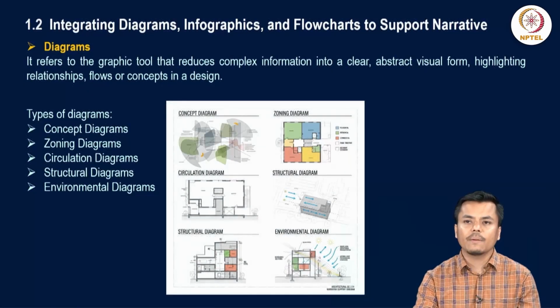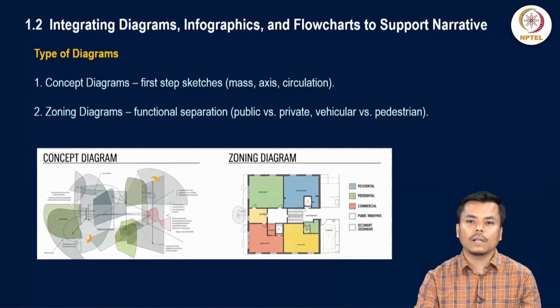In the case of diagrams, they refer to the graphic tools that reduce complex information into a clear, abstract and visual form. They highlight the relationships and even the flows or concepts in the design. What are the types of diagrams that we see in a presentation? First is the concept diagram, then the zoning diagram, circulation diagram, structural diagram and the environmental diagram. These are the different sets of diagrams observed in architectural sheets. Now let us look into all of these typologies in detail.